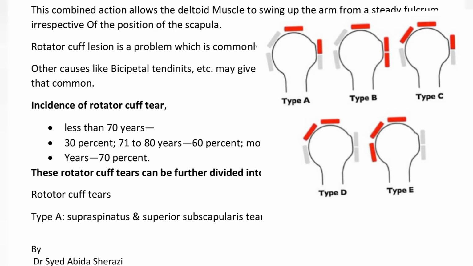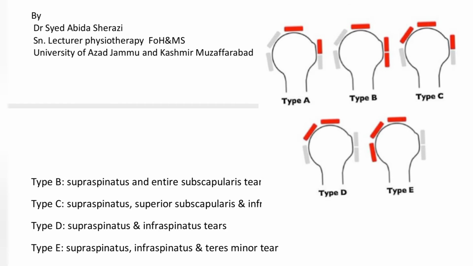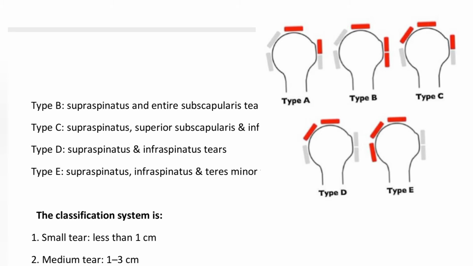The rotator cuff tear can be further divided into five categories. Type A is supraspinatus and superior subscapularis tear. Type B is supraspinatus and entire subscapularis tear. Type C is supraspinatus, superior subscapularis and infraspinatus tear. Type D is supraspinatus and infraspinatus tear. And type E is supraspinatus, infraspinatus and teres minor tear.